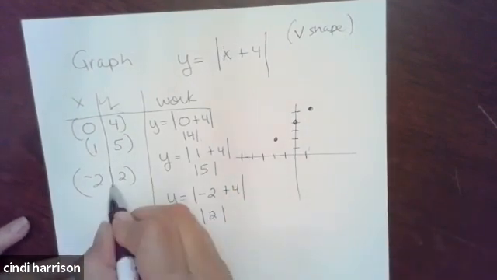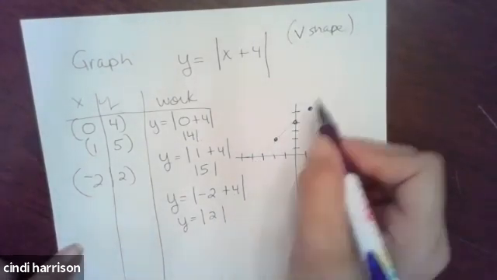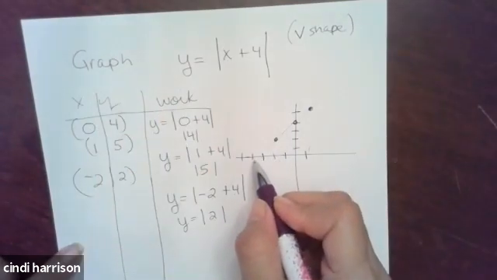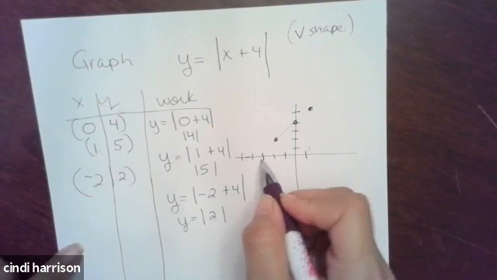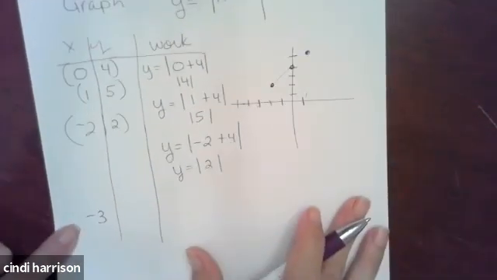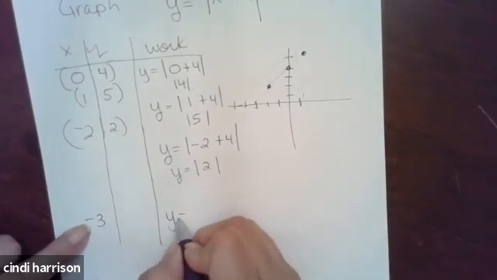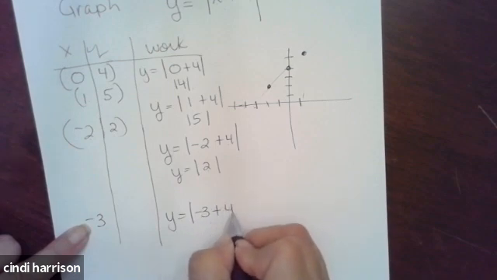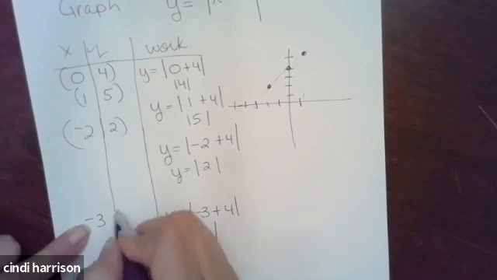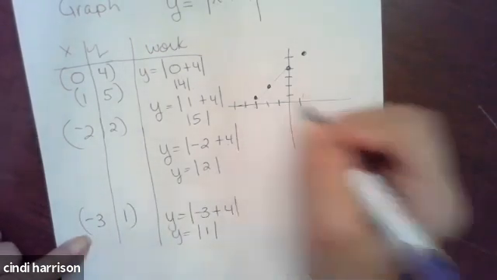So let me bring this down, and it looks to me like it's coming this way, and it's going to V over here somewhere. So let's see what happens when x is -3. When x is -3, scoot it up a little bit, we're going to plug -3 in. So I have y equals the absolute value of -3 plus 4, so y equals the absolute value of 1, and the absolute value of 1 is 1. So -3, 1, so we don't have it yet.